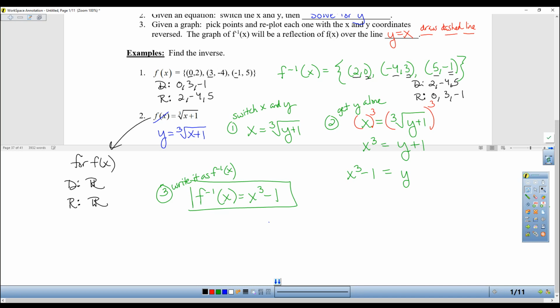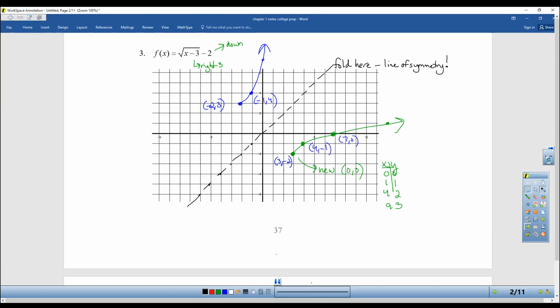So it wasn't a very interesting one, because even if you switch them, the domain is still going to be all real numbers. We know that from a cubic graph. It just covers everything. And the range is all real numbers. So you can't even tell that they switched. But number 3 will be more interesting.